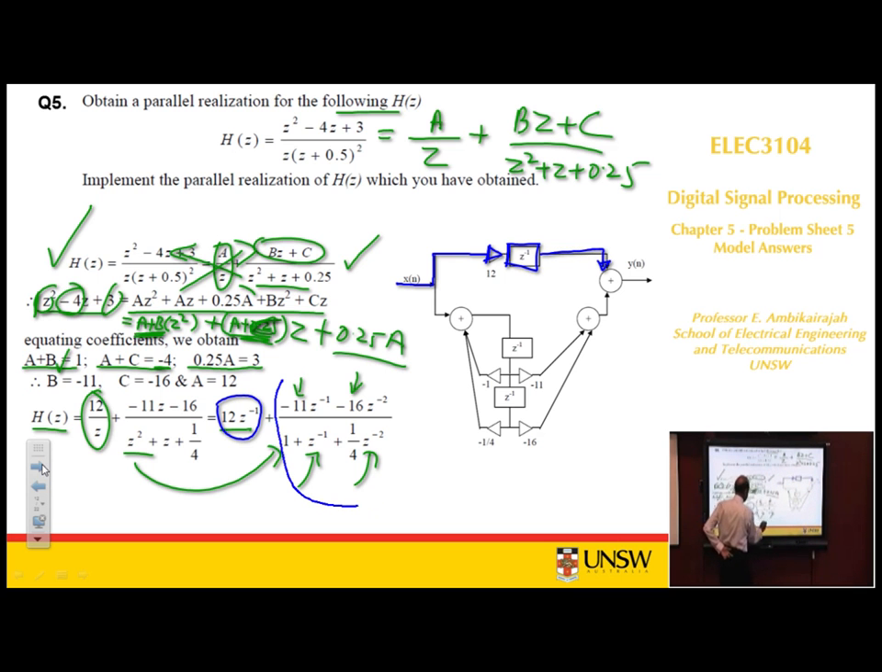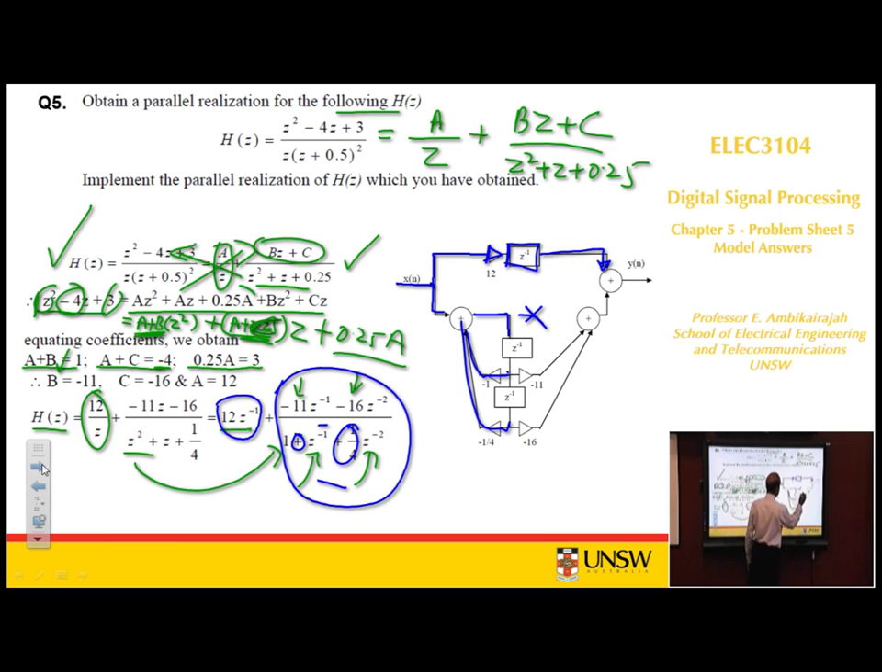This one is canonic form. Draw a canonic form. First draw the feedback, then feed forward. Feedback is from here, z to the -1, and going in +1 means -1 here, and then +1/4 means -1/4. That's done. Then here, there's no constant, so that's not there.